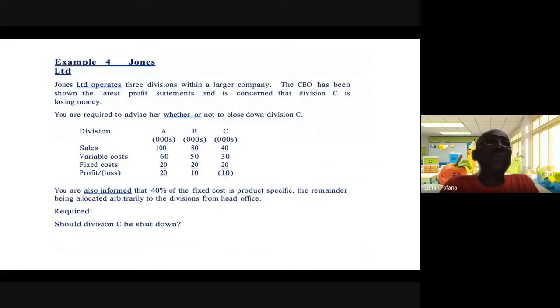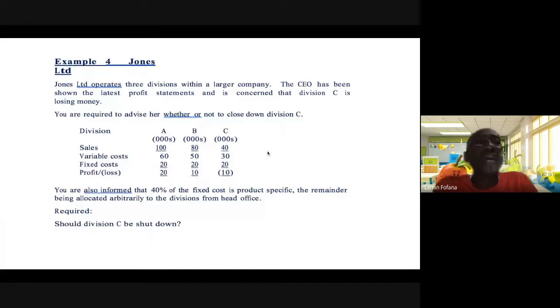Right. So I think we can just move and do the question. This is example 4. Please, can you screenshot it and share? Anyone can do that. Example 4, Jones Limited. Jones Limited operates 3 divisions within a larger company. The CEO has seen the latest profit statements and is concerned that Division C is losing money. You are required to advise her whether or not to close Division C.